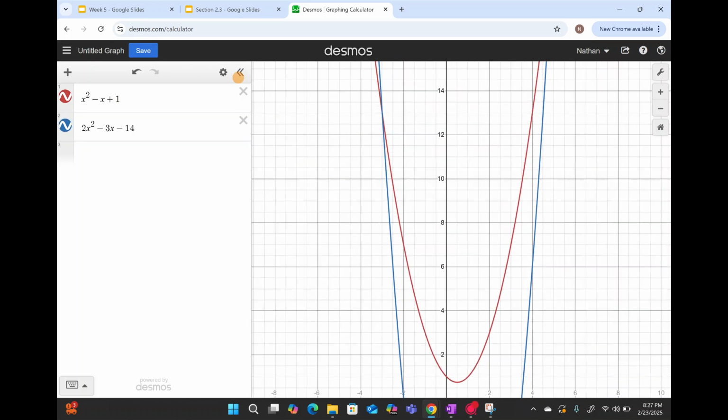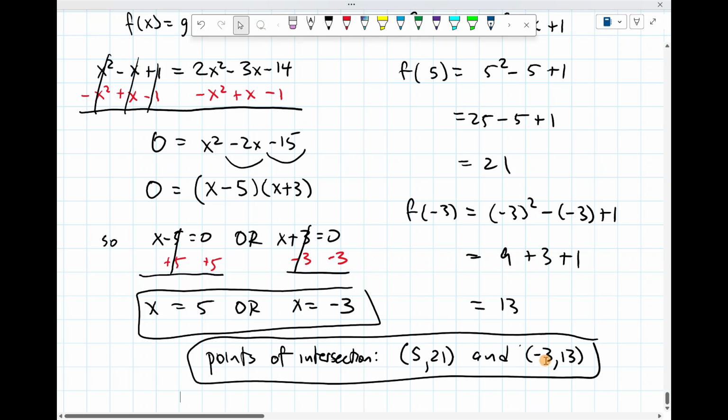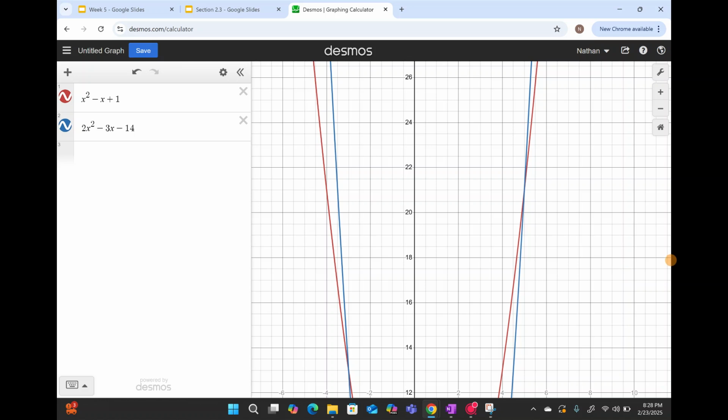All right, let's see where these intersect. First one is at (negative 3, 13). We did that one correctly. Hopefully the next one will be (5, 21). It's looking promising. And we have (5, 21). And so we did that correctly.